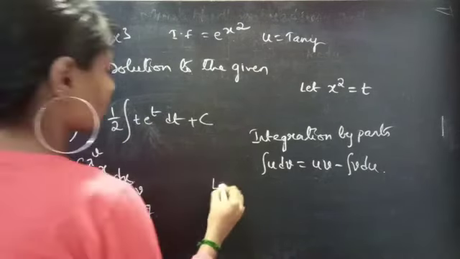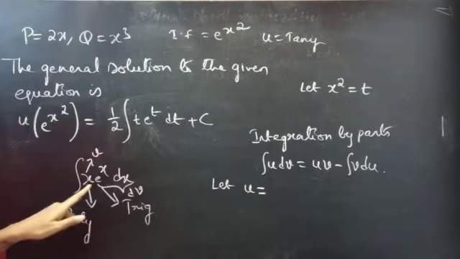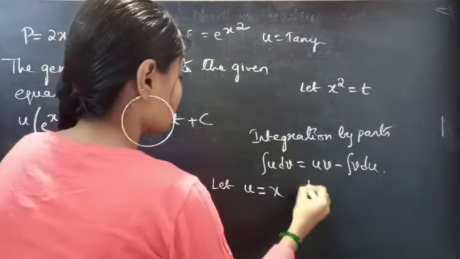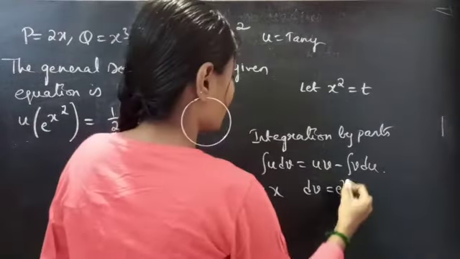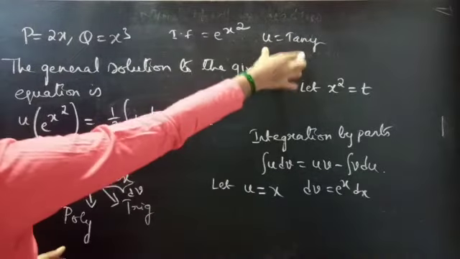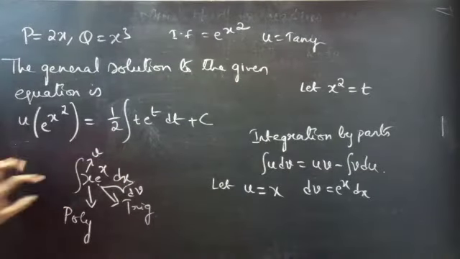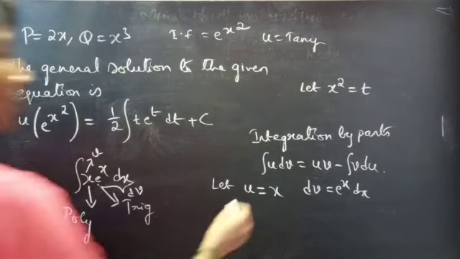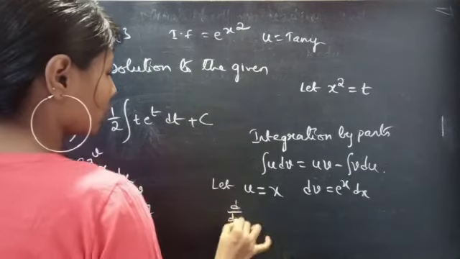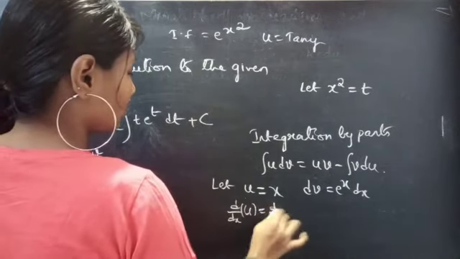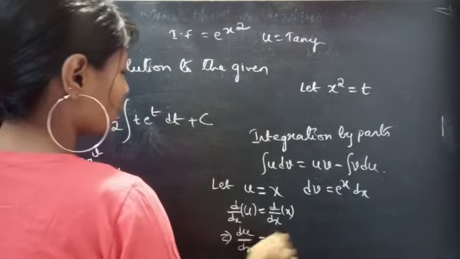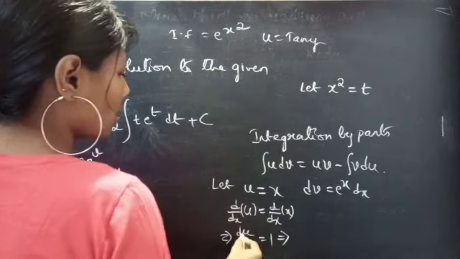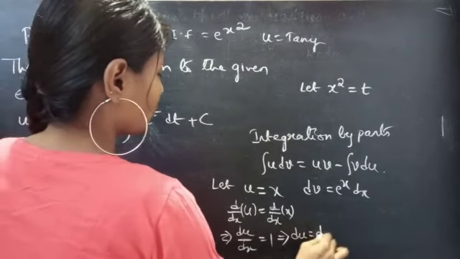Okay, let u equals the polynomial function x and dv equals e power x dx. See, forget about the actual u, okay? Here we are just trying to find the formula. So, differentiate on both sides with respect to x. You will get du by dx equals derivative of x with respect to x, which is 1. From this, you will get du equals dx.